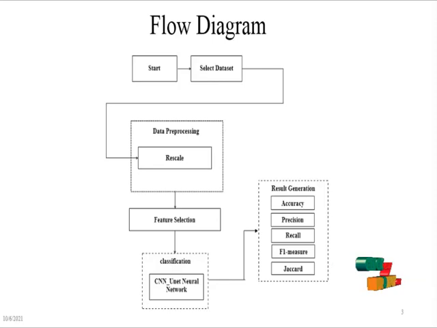Then it will be directly applied to the convolutional neural network UNet model, and it will train on the blood cell original and ground truth images and compare both images, and predict the hematological disorders in the images and provide the result based on accuracy, precision, recall, F1 measure, and Jaccard.